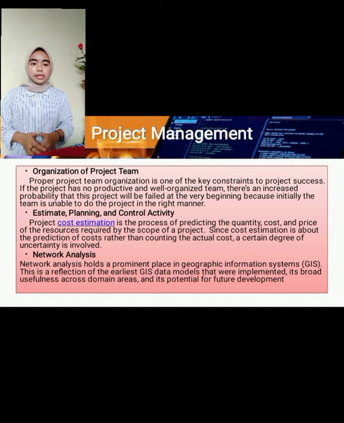And 3. Network analysis. Network analysis holds a prominent place in Geographic Information System or GIS. This is a reflection of the earliest GIS data models that were implemented, its broad usefulness across domain areas, and its potential for future development.